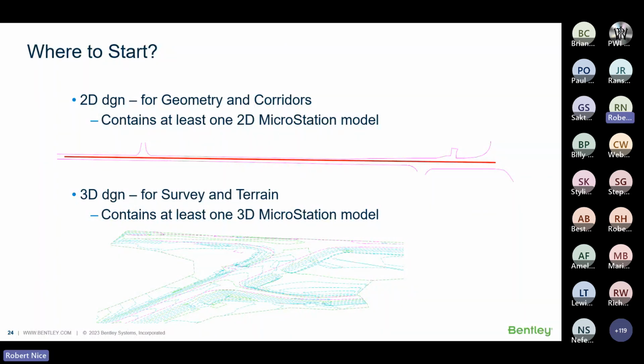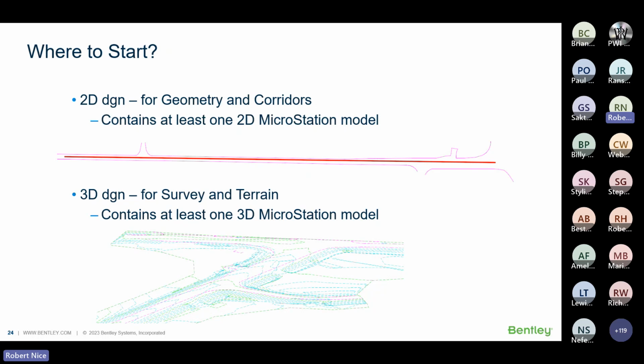For 3D, for instance, the only thing I need a 3D seed file for is survey and terrain. A digital terrain model must be created inside a 3D model, and so must anything that's got CAD. So MicroStation, Civil 3D, AutoCAD, whatever, any CAD I would always have inside a 3D model. Anything else which we create in OpenX, you would start with a 2D seed. So geometry and corridors start with a 2D seed file. Sounds a bit strange, but that's the way it works.